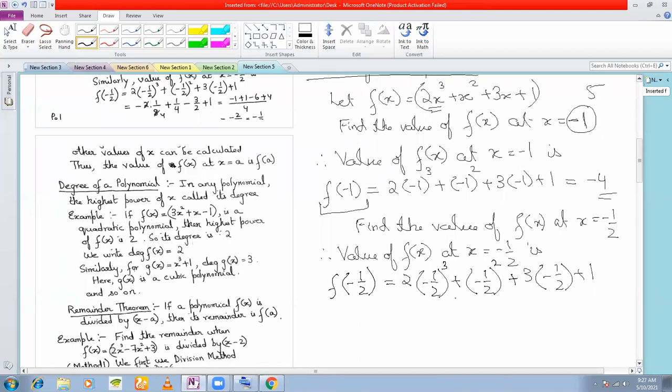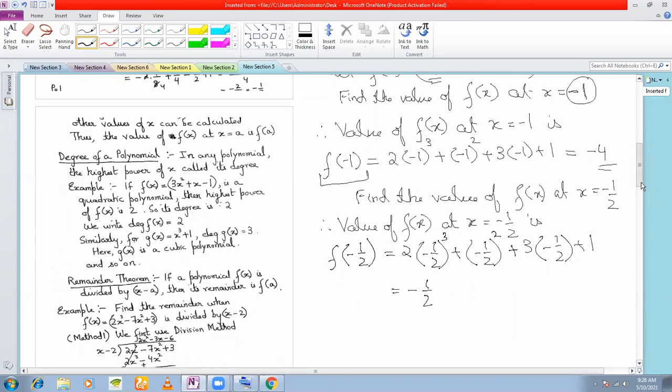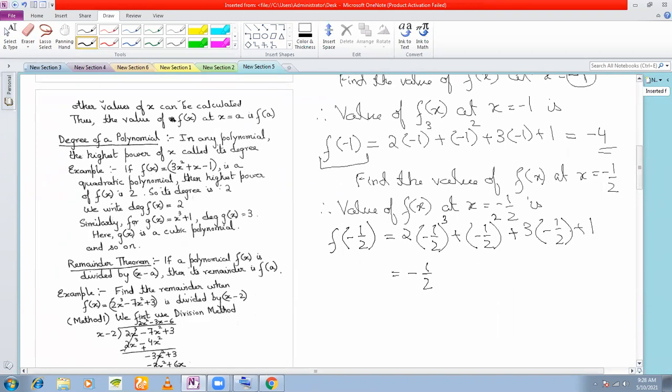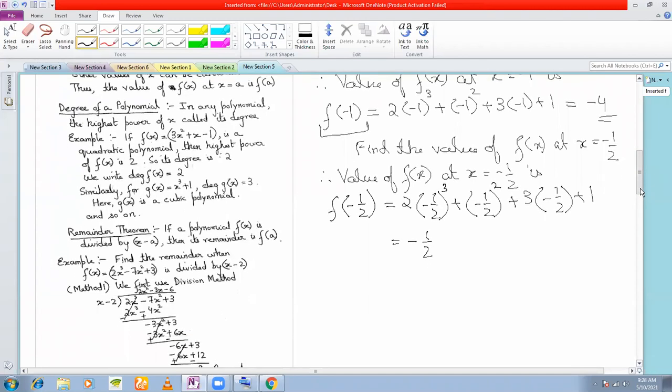Okay. So now you can simplify this to simply get this as minus half. So the value of the polynomial f(x) at x equal to minus half is -1. Right. Degree of the polynomial is the next concept which I've already discussed. If a given polynomial is there, the highest power of x is called the degree of the polynomial. That you already know. But let me write the notation for it.